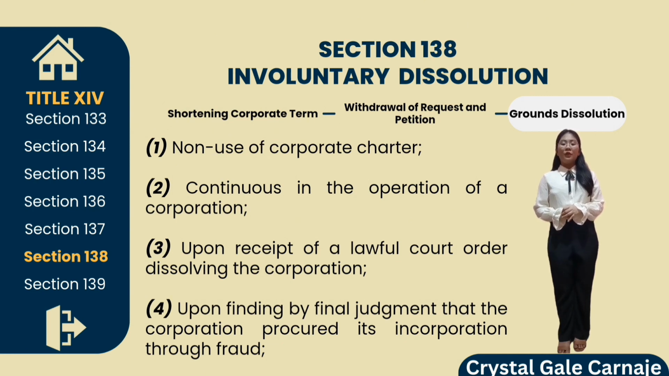Upon receipt of a lawful court order dissolving the corporation, upon finding by final judgment that the corporation procured its incorporation through fraud, was created for the purpose of committing, concealing, or aiding the commission of securities violation, smuggling, tax evasion, and more, committed or aided in the commission of illegal acts, or repeatedly and knowingly tolerated the commission of graft and corruption. The Commission, after notice and hearing, may dissolve a corporation upon the filing of a verified petition for its dissolution on these grounds.